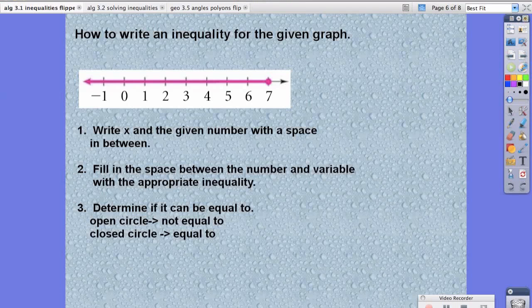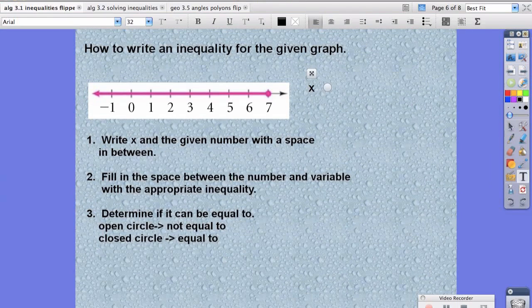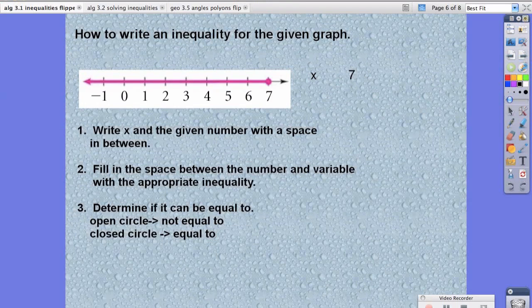So first of all, step 1 says to write x and the given number with a space in between. So we're going to write x, and in between, the given number here, where there is a circle, is a 7. So we're going to write x and then 7 with a space in between. Then it says fill in the space between the number and variable with the appropriate inequality. Because the numbers are going to the left and are less than 7, we're going to use the less than sign.